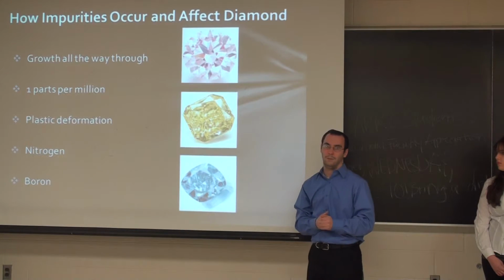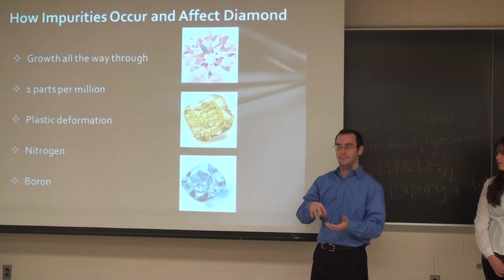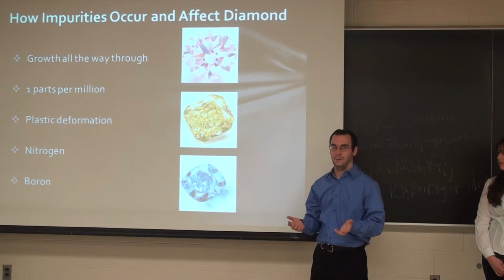Impurities occur in about 1 part per million of the lattice structure. So for every million lattice parts that you look at in the diamond, there's about 1 defect in it.